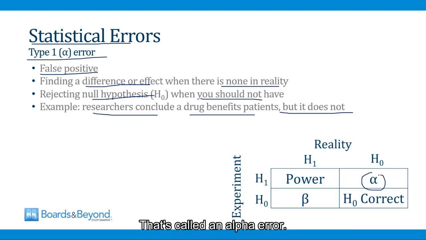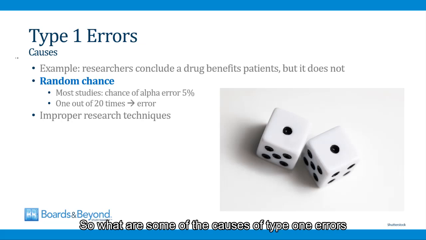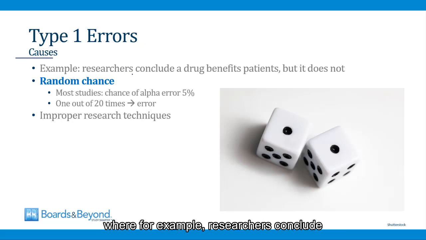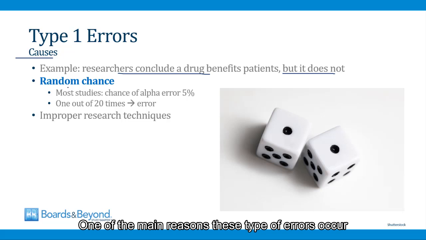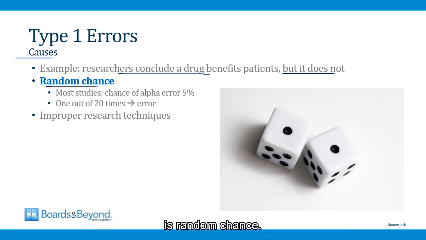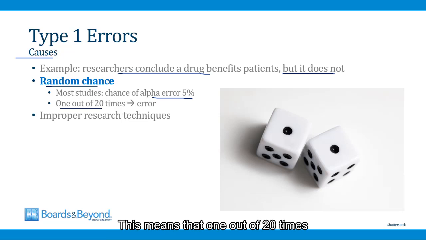That's called an alpha error. In reality, there was no difference, but we found a difference in our study. So what are some of the causes of type 1 errors where, for example, researchers conclude a drug benefits a patient, but it does not? One of the main reasons these types of errors occur is random chance. In most studies, we set the chance of an alpha error at 5%. This means that 1 out of 20 times we're going to have an error in our findings.